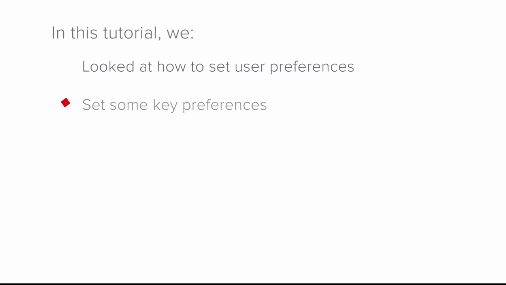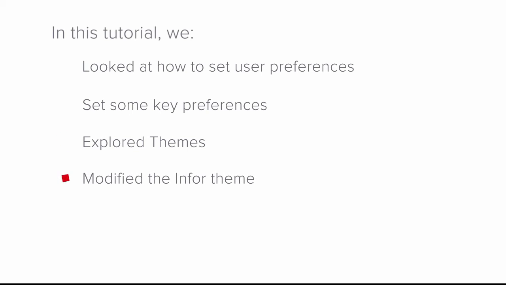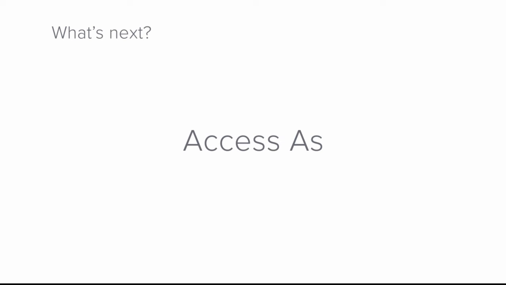Looking back, in this tutorial, we looked at how to set user preferences using the User Preferences dialog box. We made some key settings that are helpful to form developers. We explored the use of themes and some of their options, and we modified the Infor theme a bit to help make our work as developers more efficient. So, what's next? In the next tutorial in this series, we are going to learn about the Access As identifier and the unique contributions it makes to form and application development work.